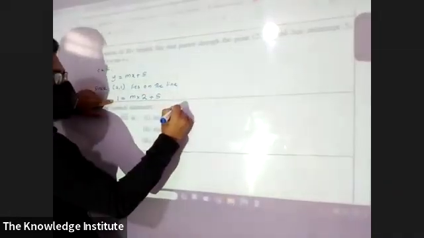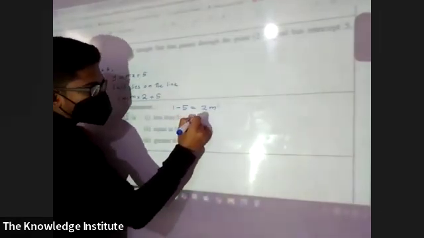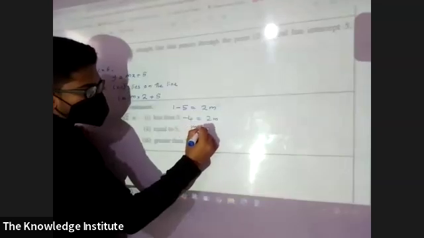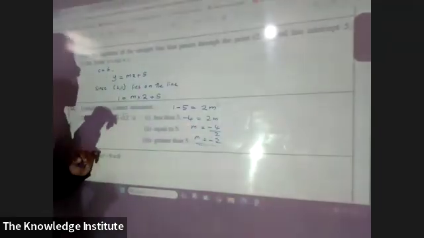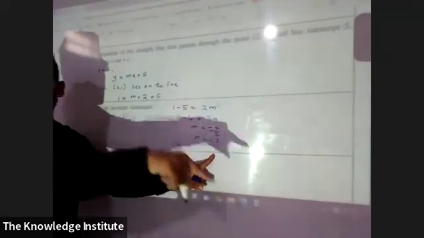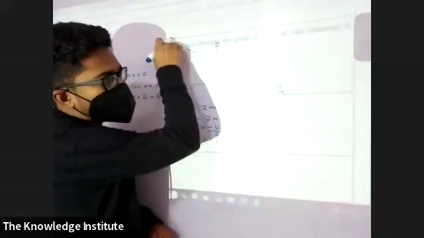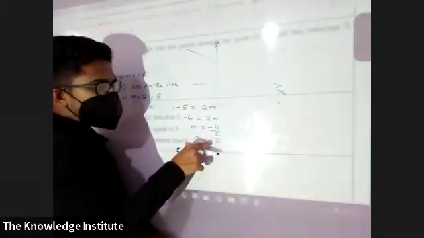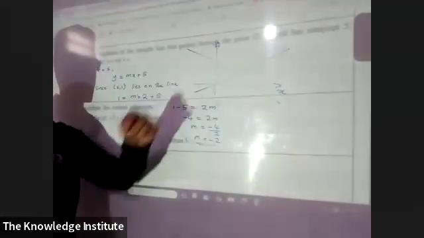Therefore, y is 1, m into x is 2, plus 5. You can take this 5 together: 1 minus 5 equals 2m. So 1 minus 5 is minus 4 equals 2m. m equals minus 4 divided by 2, m equals minus 2. So gradient is negative, which means it's a decreasing function. That means with the y-intercept 5, the graph is decreasing, going down. That's why the gradient is negative. If the gradient is a positive value, you will get an increasing function. Okay.